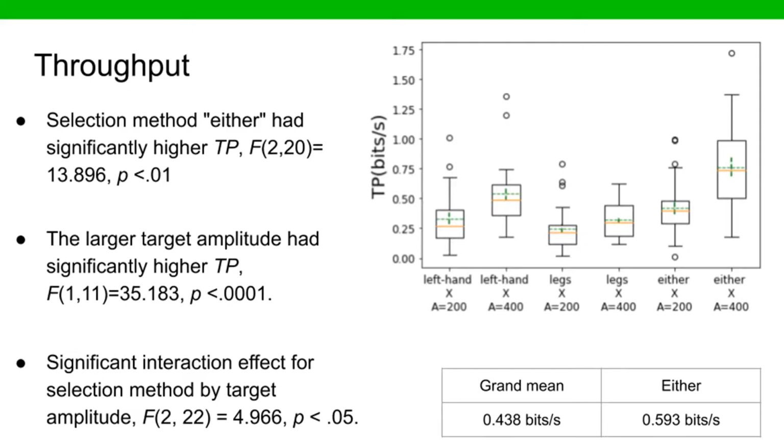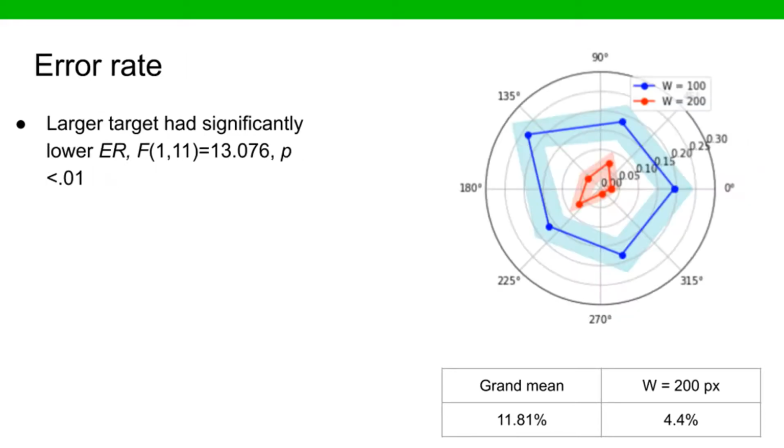Throughput was significantly higher at the larger target amplitude. The interaction effect was also significant. The polar plot shows the error rate for targets at different locations on the screen. Error rate of the larger target width is shown in red, the smaller target width is shown in blue. The grand mean was 11.8%.